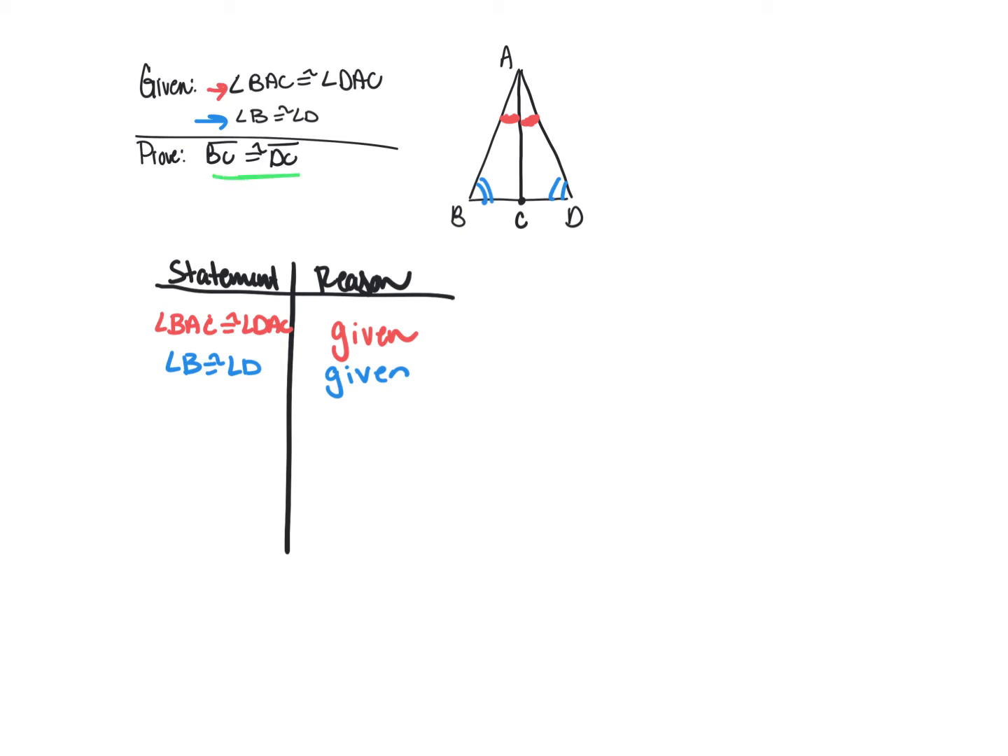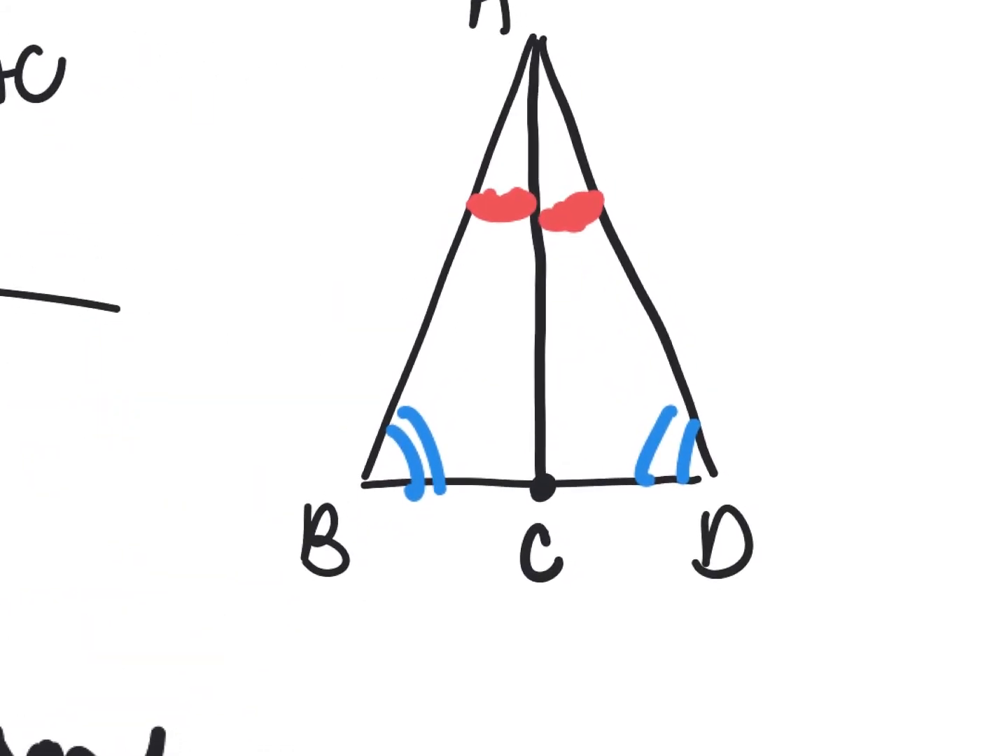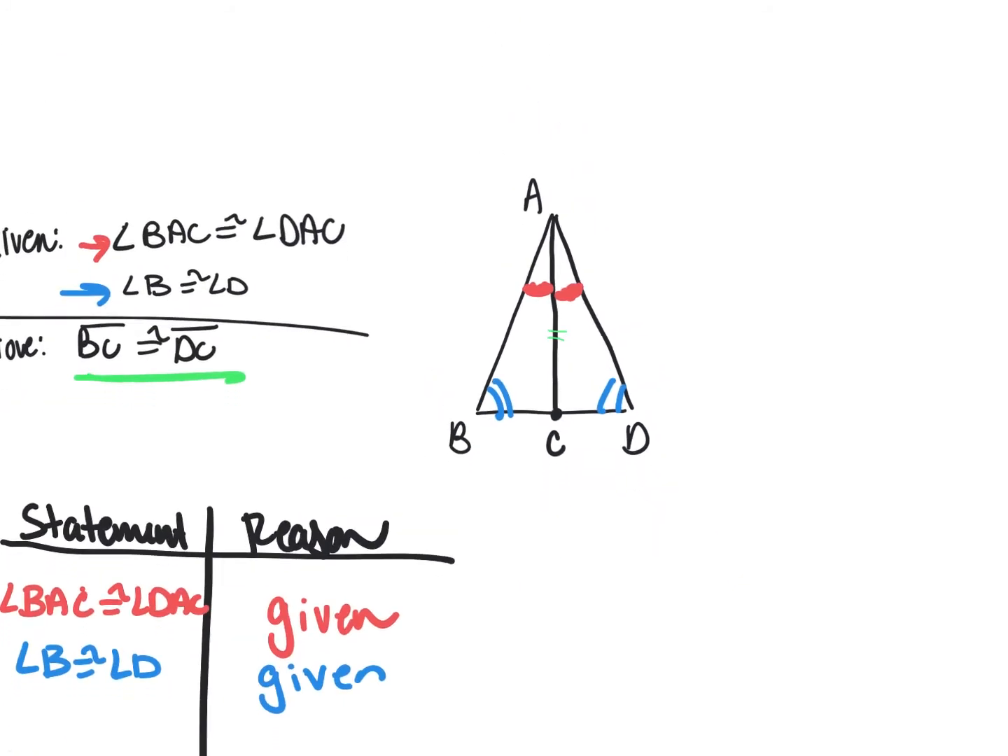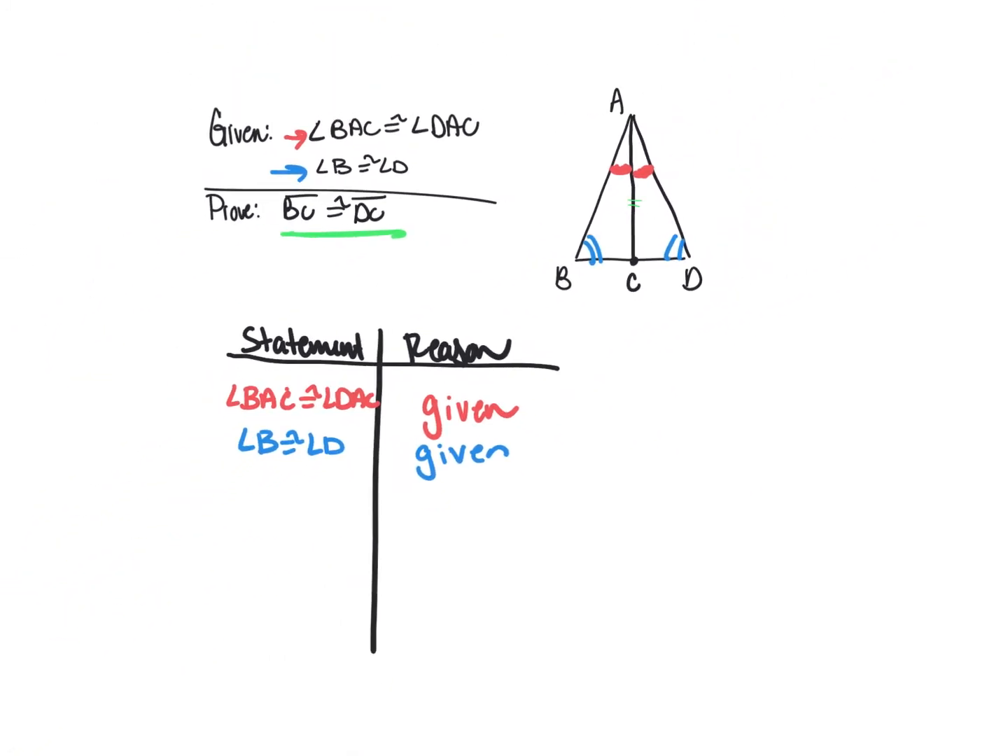Now, before I can complete this proof with what I'm trying to show, I need to look for other things in my diagram. So as I look at this, I see that I have this shared side here. So that is going to be my next statement, that AC is congruent to itself. And again, that is the reflexive property.